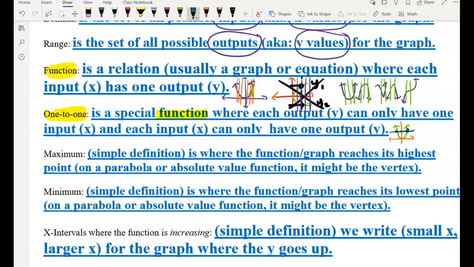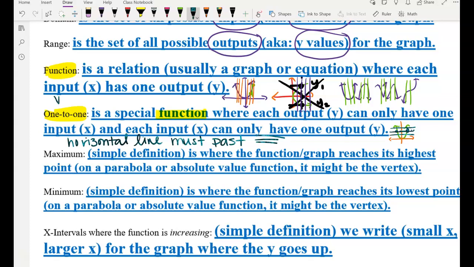So if we were to give you a graph, a one-to-one means if we were to draw a horizontal line test, okay, so the horizontal line test must pass. So that means if we were to make a horizontal line test on the graph, it can only intersect the graph once. But again, it has to pass the function test first.